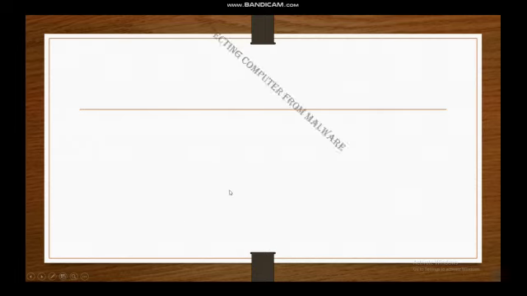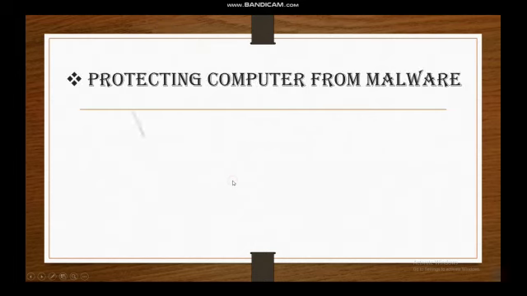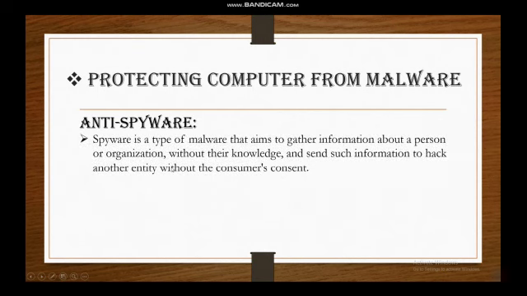Another software which is used against malicious software is anti-spyware. What is actually anti-spyware? We have discussed in a previous lecture what spyware is. Spyware is a type of malware that aims to gather information about a person or organization without their knowledge and send such information to attack another entity without the consumer's consent. It will spy on the username and password of the other computer.